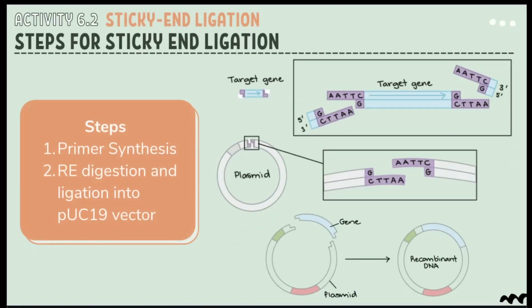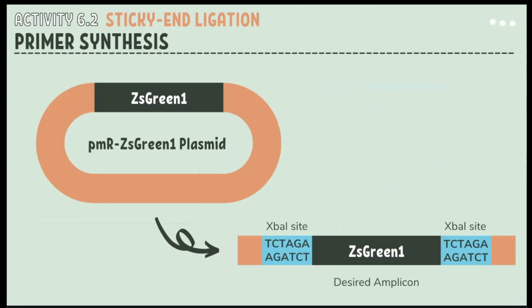Now, instead of making blunt ends, this time we're going to do sticky end ligation. To do this, we need to first synthesize a primer that allows us to place restriction sites that produce sticky ends on both sides. Then we digest both the PMR ZS Green 1 plasmid and the PUC19 plasmid and perform ligation. Our first goal is to synthesize a primer, but before that, we have to know what amplicon we want to achieve so that we'll be able to get an idea on how to construct the primer.